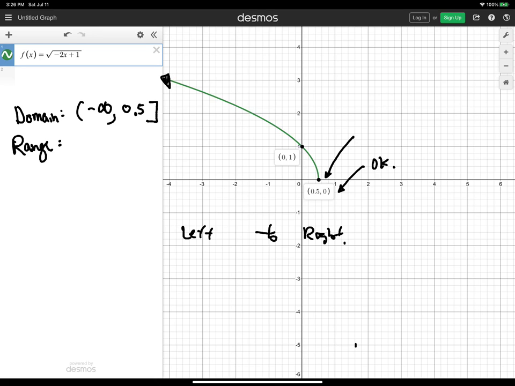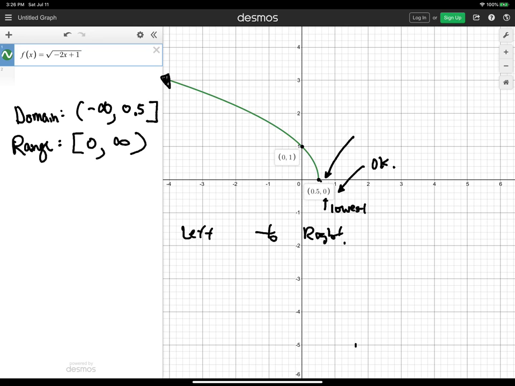Our range will be very similar. This graph comes from above, right? It goes on high, then ends up low. So that means the lowest value in this case is going to be 0. So it'll be a bracket 0, comma. How high does it go? Well, it goes out to positive infinity.